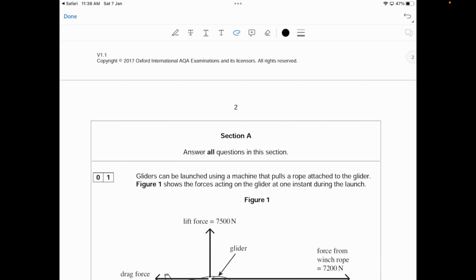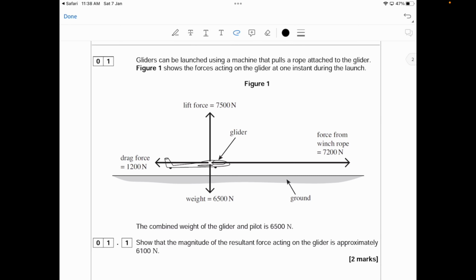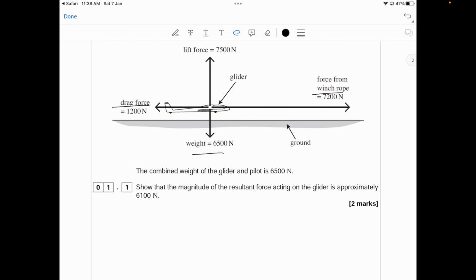So the first question, section A, answer all questions in this section. So question 1. Gliders can be launched using a machine that pulls a rope attached to the glider. Figure 1 shows the forces acting on the glider at one instant during the launch. So we can see that there's a figure 1 here, and we can see a nice little diagram showing the lift force, the force from winch rope, the weight, as well as the drag force. We can also see that there's a ground level that are present.